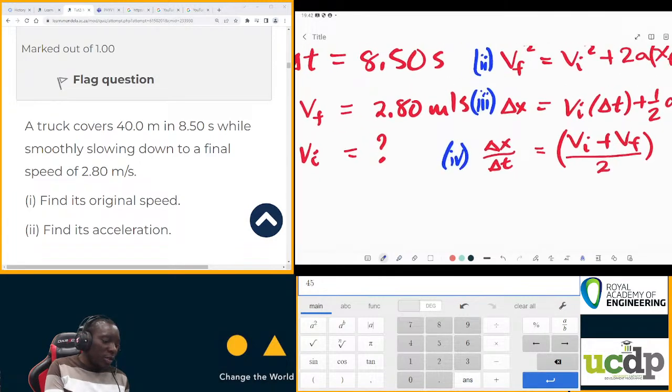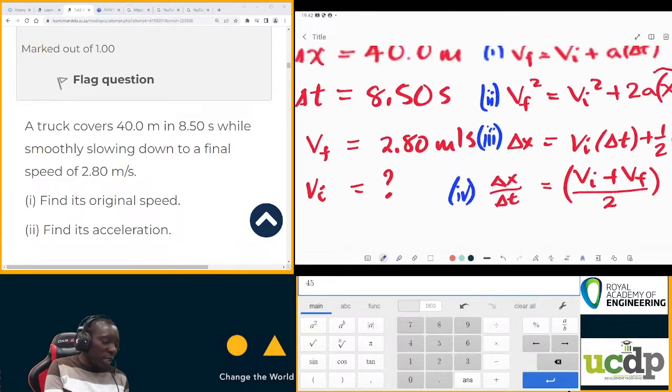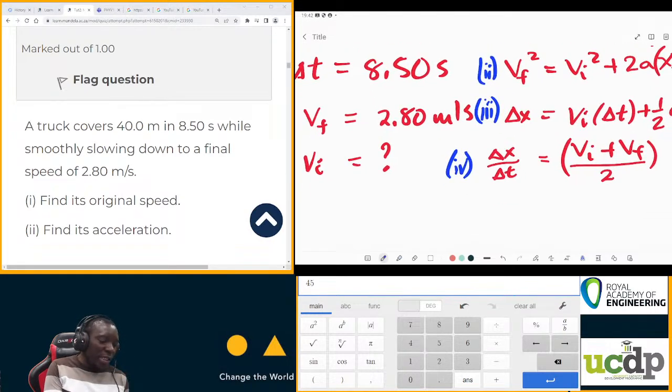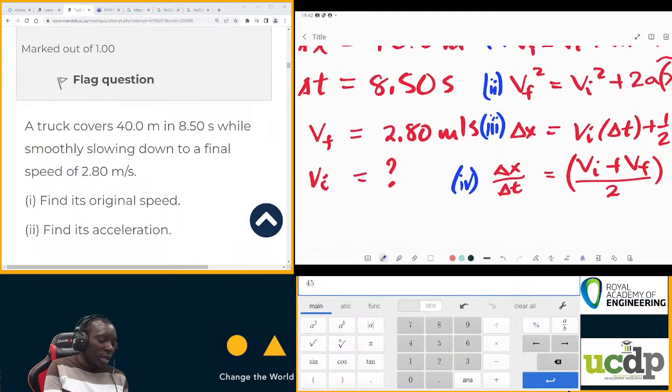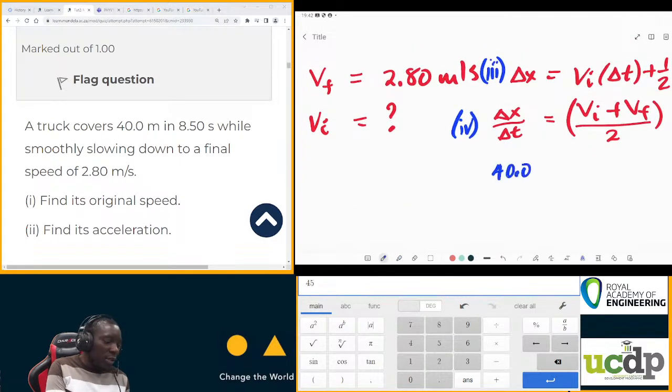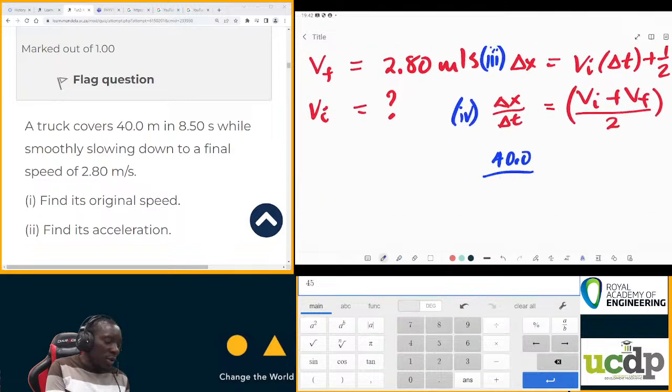But let's just use, I know you would want something that just gets you to the point, but what is important is understanding. You should understand what it is you are doing. Now that we have delta x, we can substitute. We have 40 meters and delta t is 8.5 seconds, equal to Vi, the initial, which we want to find, plus the final velocity 2.80 meters per second, everything over 2.